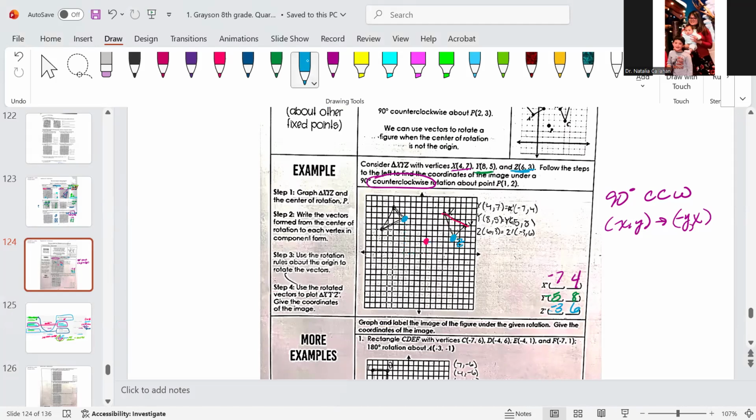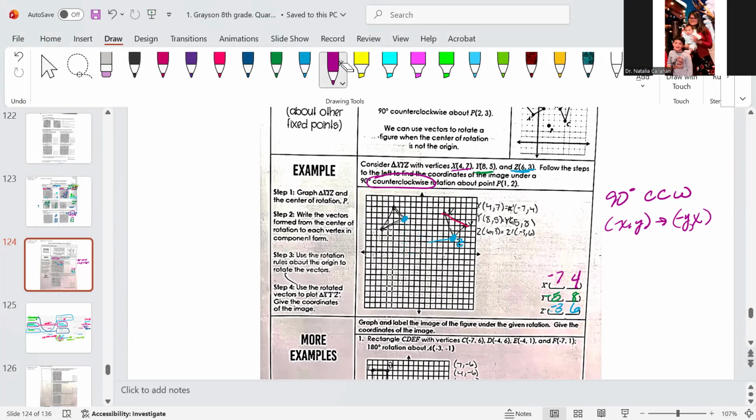Yeah. So from this point, it's a little off, I feel like. What's wrong with my pen? Come on. This is supposed to be a 90 degrees. Do you see that? There's a little part on the question that says rotation about point P (1, 2). Yeah, point P (1, 2).